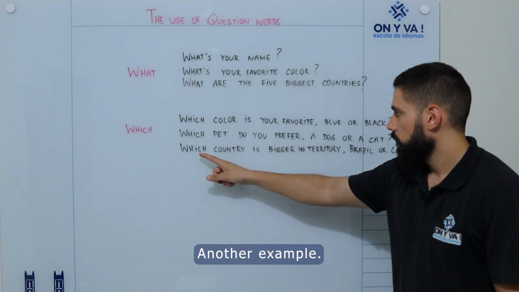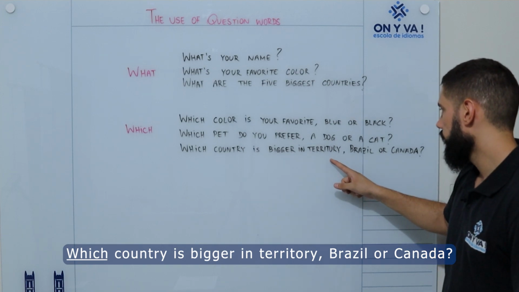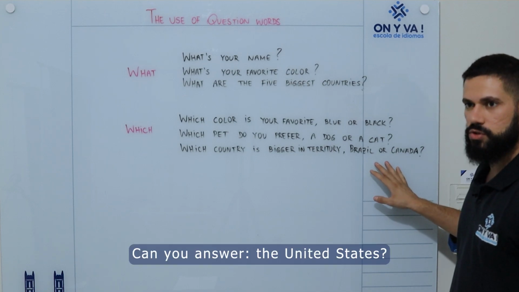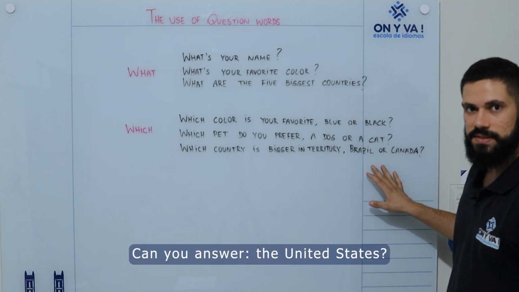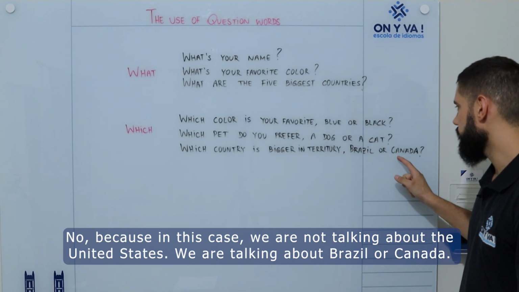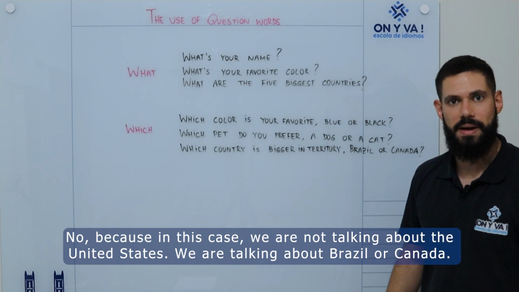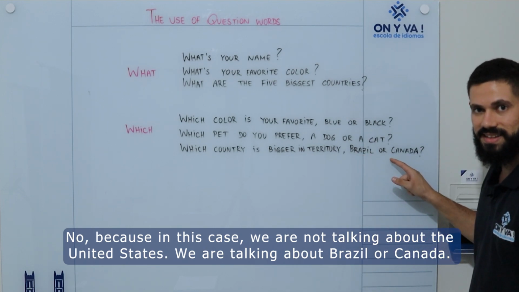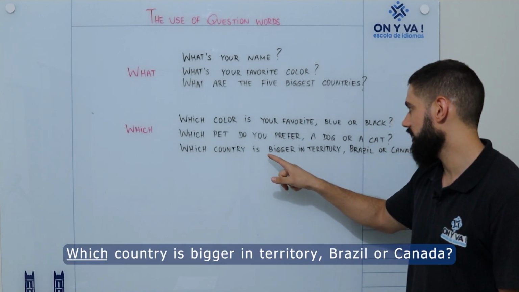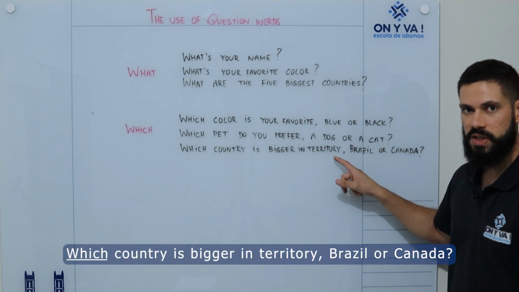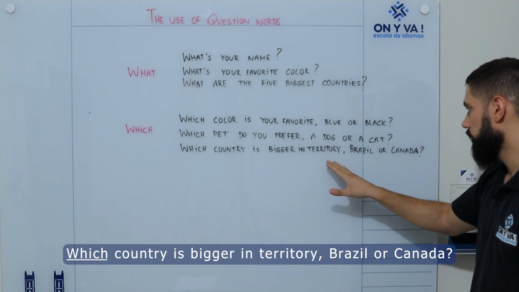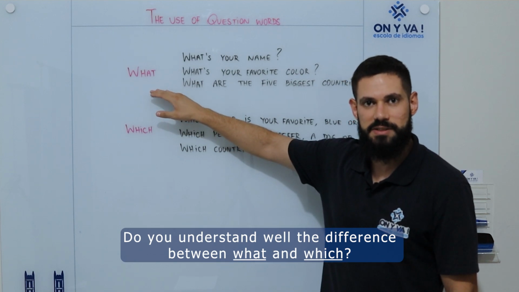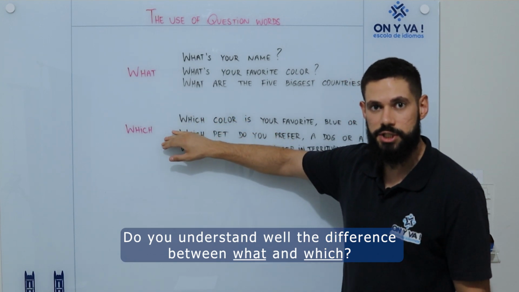Another example. Which country is bigger in territory, Brazil or Canada? Can you answer the United States? No, because in this case, we are not talking about the United States. We are talking about Brazil or Canada. Which country is bigger in territory? Do you understand well the differences between what and which?